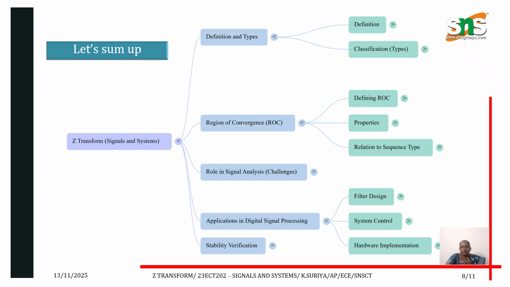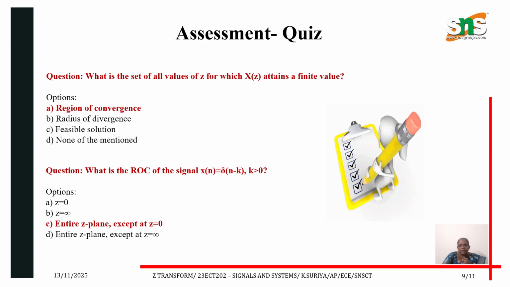So let's sum up what we have seen here. We have seen about the definition of Z transform, its types, what is region of convergence, then applications of Z transform in DSP, and what are stability and uniqueness of Z transform. So hope you understood Z transform clearly.